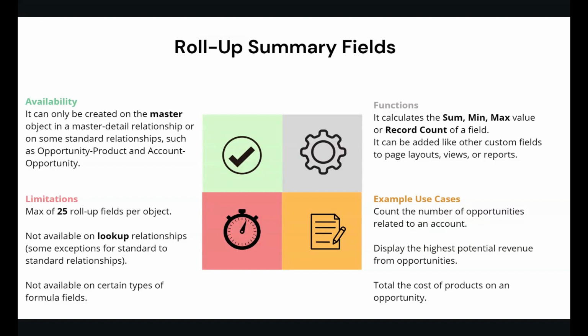It can only be created on a master object in a master detail relationship or on some standard relationships such as opportunity product and account opportunity. It calculates the sum, min, max, or record count value of a field. It can be added like other custom fields to page layouts, views, or reports. There are a maximum of 25 roll-up fields per object. They're not available on lookup relationships or on certain types of formula fields.